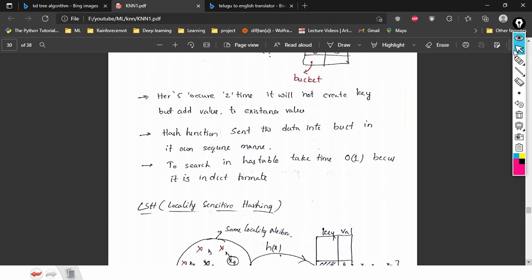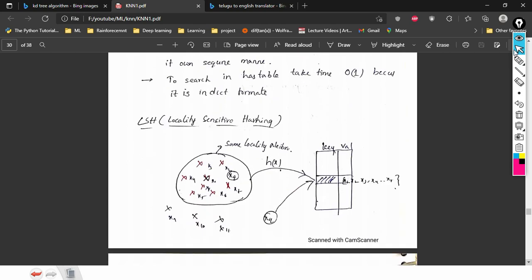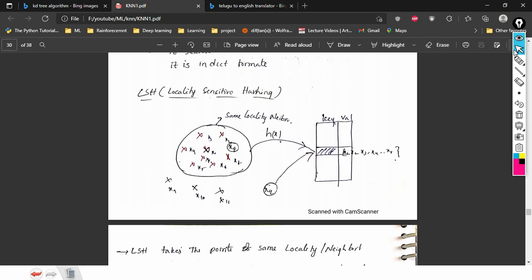We know why: because in a Python dictionary, to go to any key we will get there within order of 1 time complexity. Dictionaries are created to be very fast. Let's come to the point in KNN.